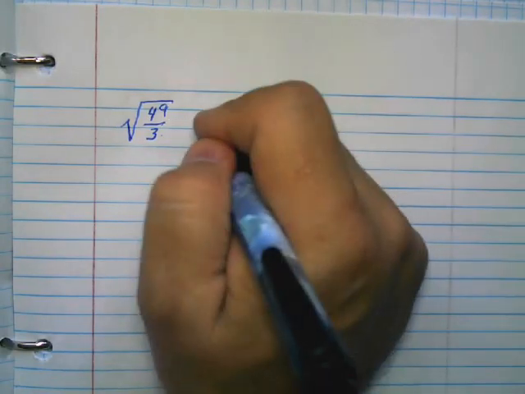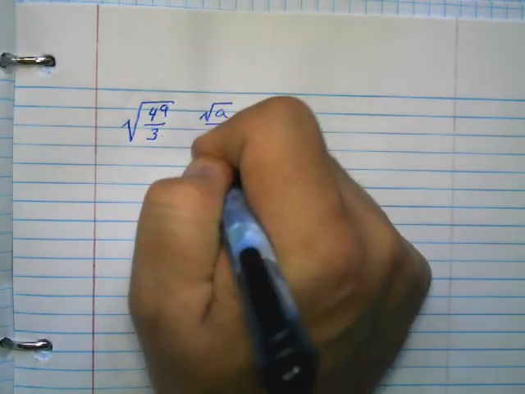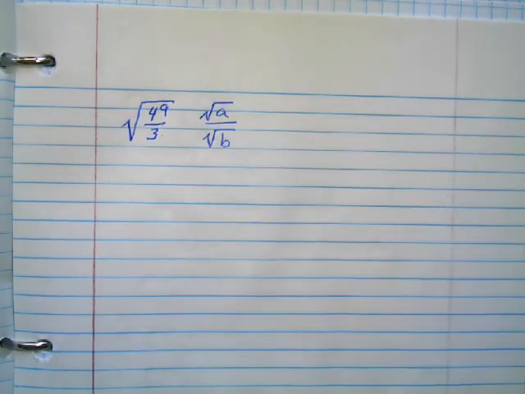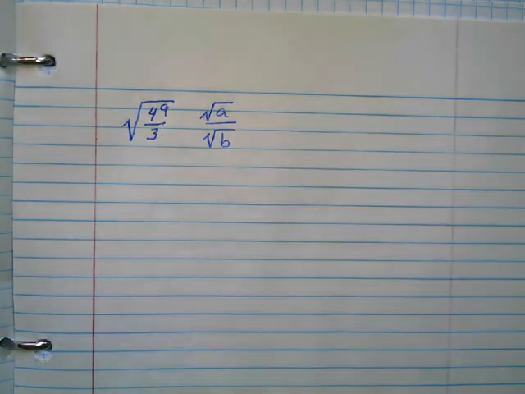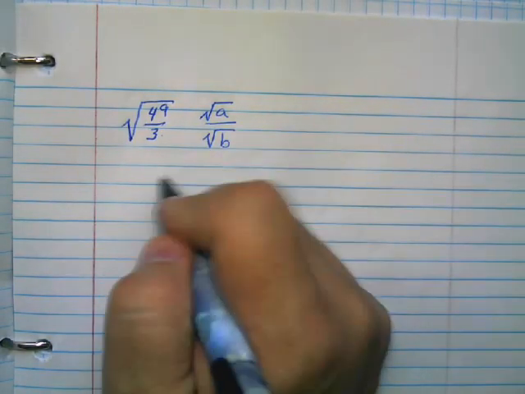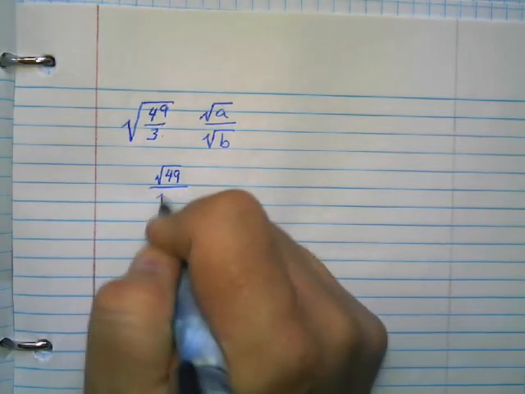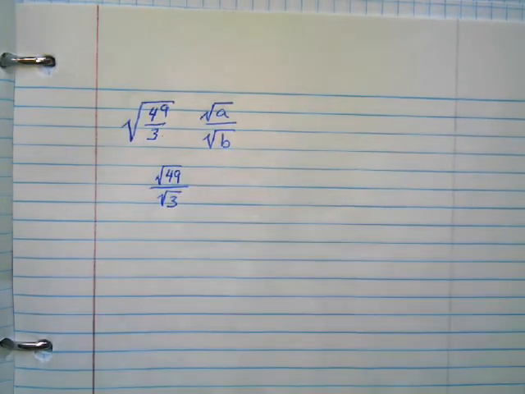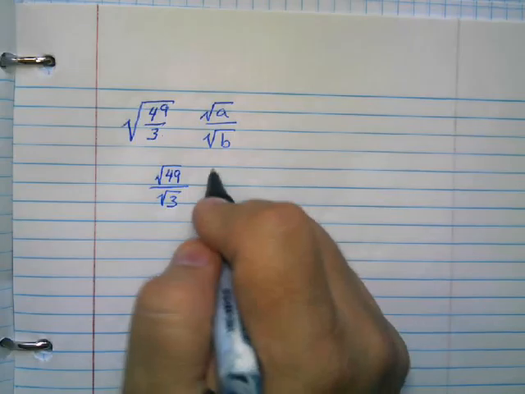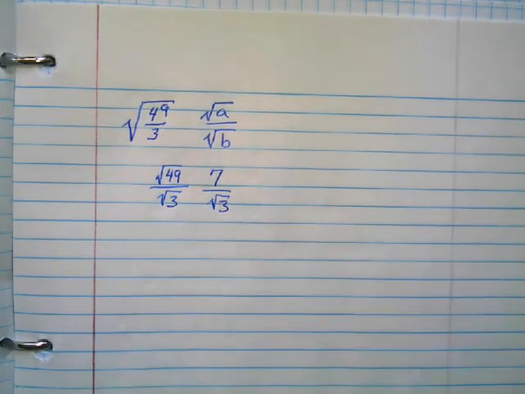So now we're going to use a property that is the opposite of what we had before, or not the opposite, it's the same idea. If we can break a multiplication up into two parts, why can't we break a division up into two parts? So we would break it up, and we would say that this is the square root of 49 divided by the square root of 3. But what's the square root of 49? 7. 7 divided by the square root of 3.